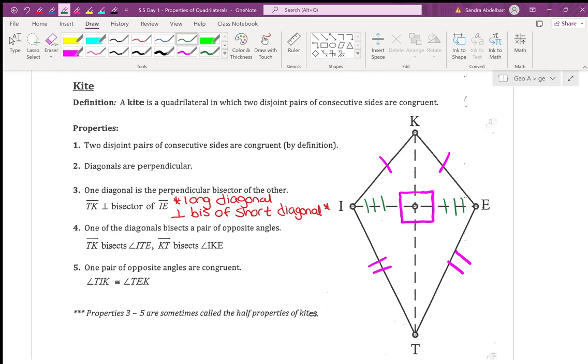Okay, number 4. One of the diagonals bisects a pair of opposite angles. I'm going to write it out for you. We're going to say star long diagonal bisects angles. Okay, so that means if you look at our diagram, which one's the long diagonal? KT. So it's going to bisect the angles that it touches. So if you look up top, I can call these 1 and 2. That means angle 1's congruent to angle 2. And the angles by T, I'm going to call 3 and 4. 3 and 4 are congruent. Are 1, 2, 3, and 4 congruent? No. Just 1 and 2 are congruent, and just 3 and 4 are congruent. They're not all congruent to each other.